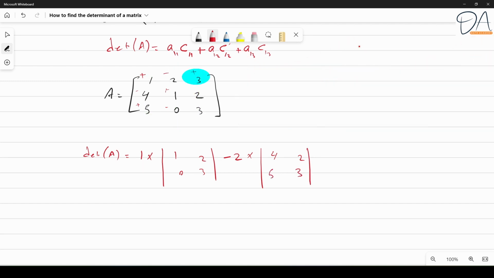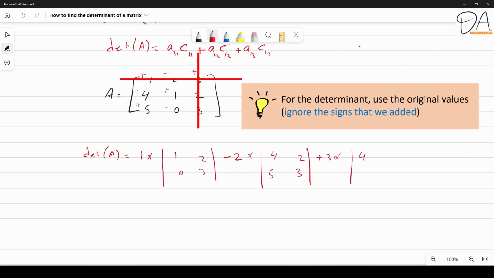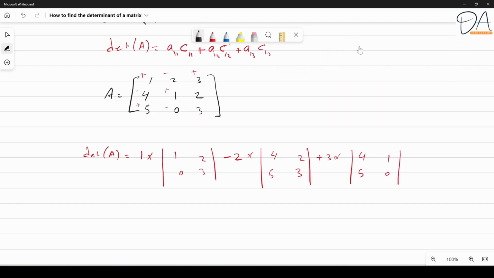And then the last element, again, we take it with the sign that we have. So plus 3 times. Again, we create a new determinant by eliminating the row and column of that element. So what we'll have is 4, 1, 5, and 0. Okay, now we just calculate this.